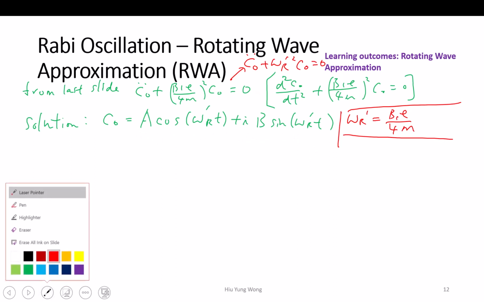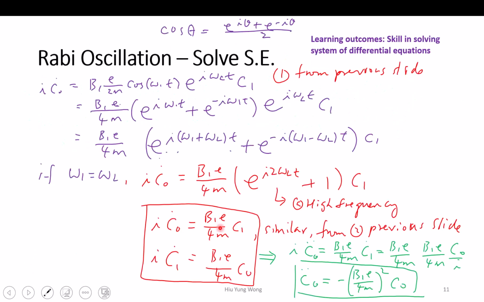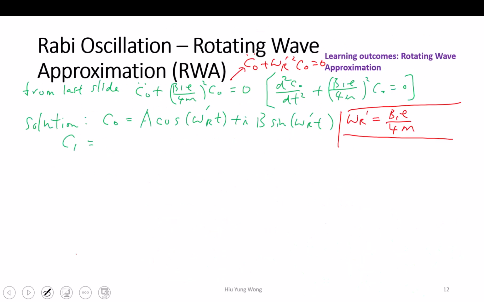So from here, I can also find out what is C1, right? Because C1 equals I C0 dot divided by omega R dash. So it is I divided by omega R dash and then C0 dot. But I already gave you C0 dot. And when I do this dot, I'm going to take out omega R dash because I have a cosine and sine, so they are going to get cancelled, right?